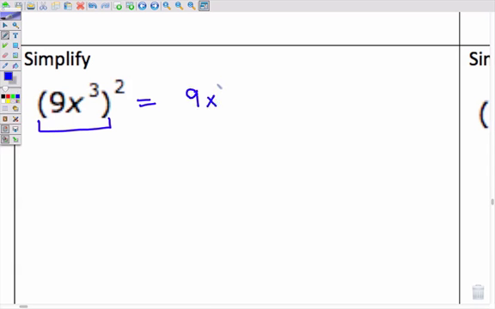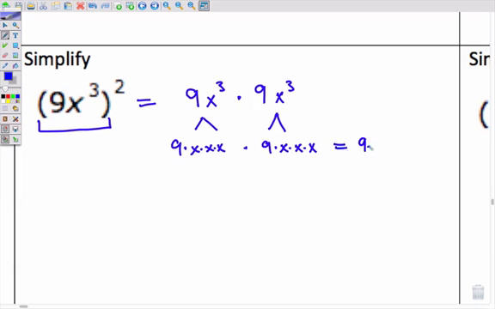So it's 9x to the third times 9x to the third. Okay, so we've got two of them. Then I'm going to expand each one of these. 9 times x times x times x, 9 times x times x times x. And then I'm going to lump the 9's together and the x's together.